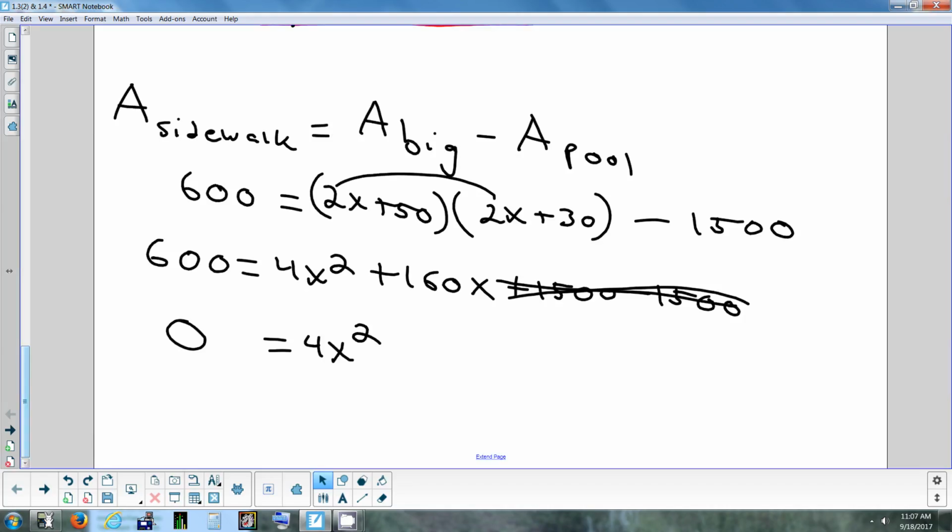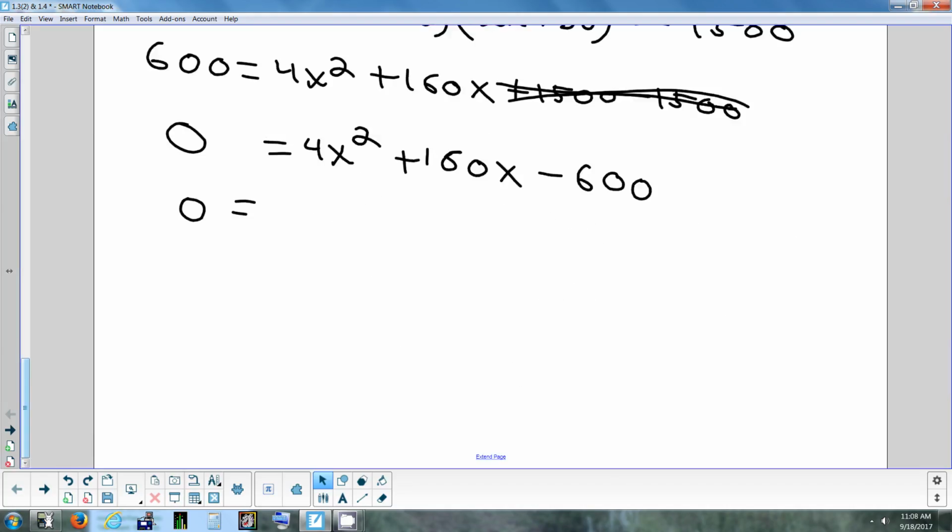4x squared was already there. That's 160x. And then I'm going to subtract my 600. Okay, now there's something I can do here just to make the numbers a little smaller. Gabby, do you see what I could do to make all those numbers a little smaller? I forgot what it's called, but take 4. Yeah, you could say factor out a 4 or divide everything through by 4. Same idea. And what do you get if you divide everything through by 4?